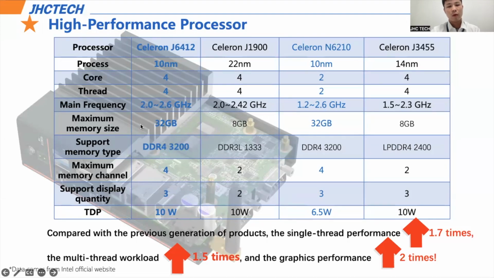So this has more performance than J1900.